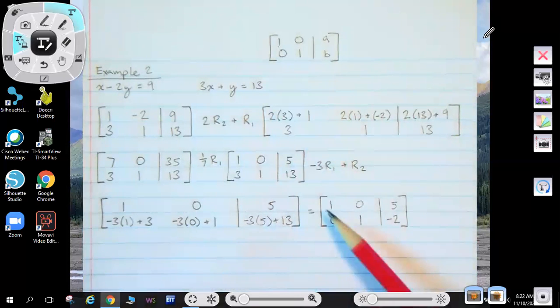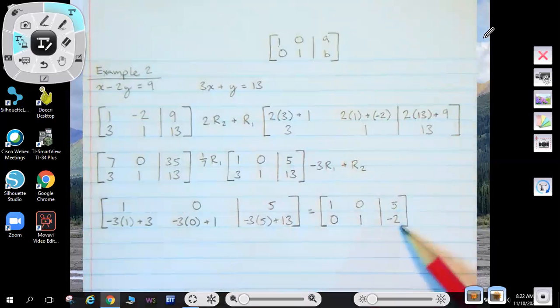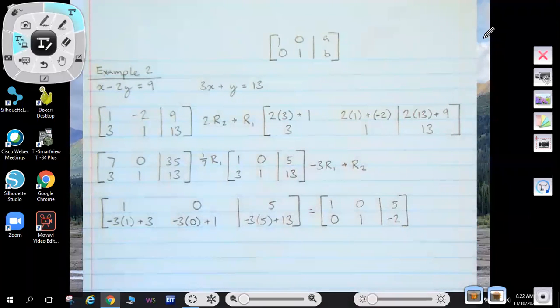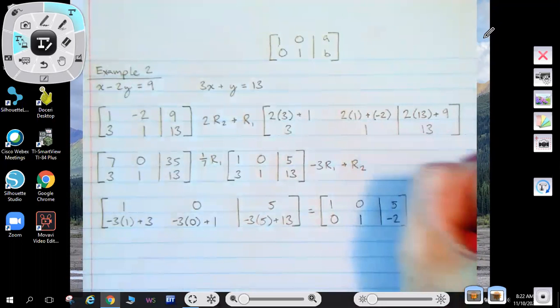Okay, now we have our matrix looking like what we needed it to look like. We have ones in the right spots, we have zeros in the right spots, and then we don't really care what these numbers are out here. So once you get your matrix to look like this, we can change back into equations. So each row is going to be our new equations.